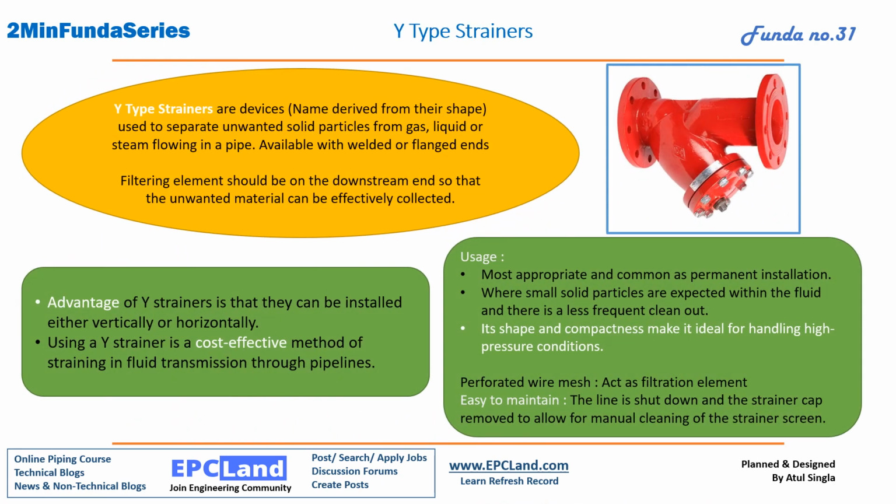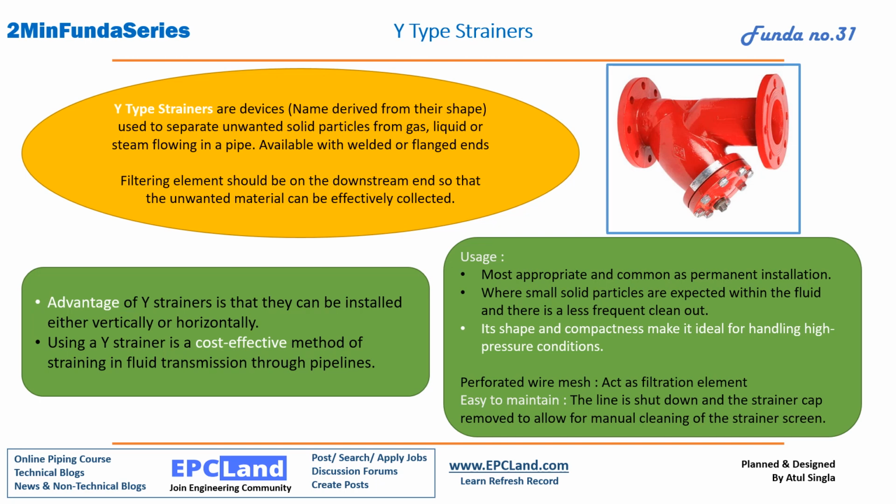Y type strainers. These are the devices which are used to separate unwanted solid particles from gas, liquid or steam which are flowing in the pipe. Their name is derived from their shape. If you see, it is Y type shape, so that's why we call it Y type strainers. Okay, these are available both as butt welded joint and flanged connections. Filtering element should be on the downstream, that is flow is towards this side, so that the debris are collected in this portion.